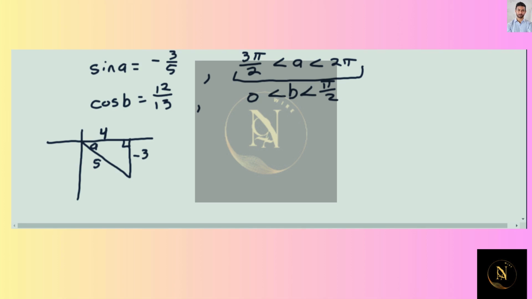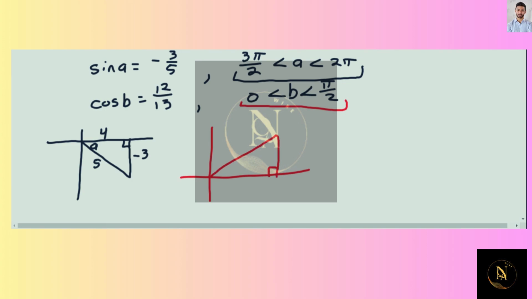So now we're going to need to draw a triangle for angle B. Well, we're told the cosine of angle B is 12/13, and we're told that B is in between 0 and pi/2, which means that this is a first quadrant angle. So if I was to draw this out, let me put that a little bit lower. So again, we're in the first quadrant.